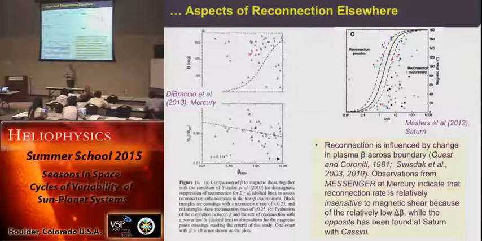Absolutely, and that's why if we want to favor reconnection at Saturn, one way in which we can do it is if we get adequately anti-parallel fields.